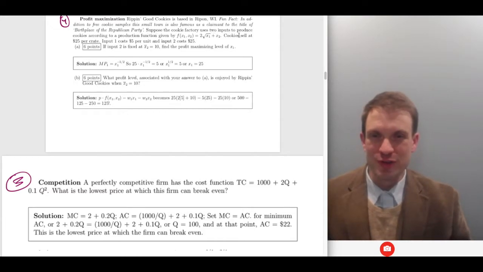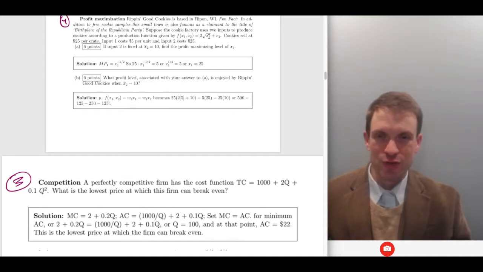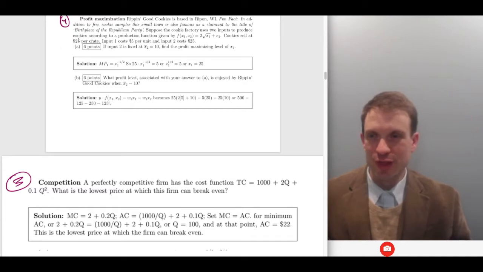Suppose the cookie factory uses 2 inputs to produce cookies according to a production function given by 2 times the square root of x1 plus x2. Cookies sell at $25 per crate. Input 1 costs $5 per unit, and input 2 costs $25. So if input 2 is fixed at 10 units, find the profit maximizing level of input 1.